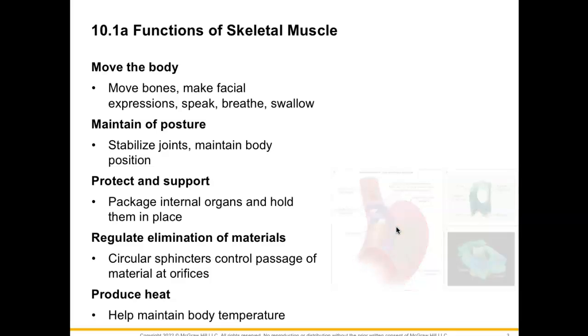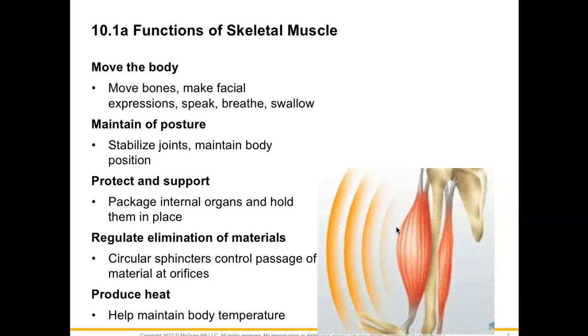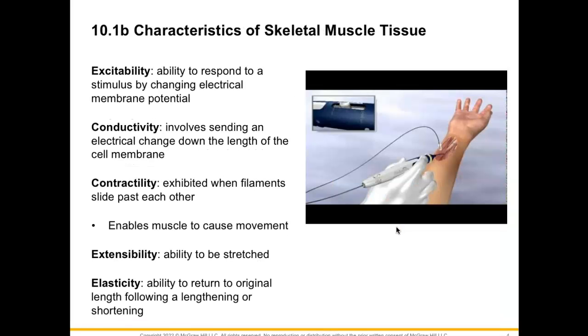And lastly, it's going to assist us in producing heat. It can help to maintain our body temperature by causing our muscles to quickly contract and relax, which produces heat. Now let's discuss some characteristics of skeletal muscle tissue.